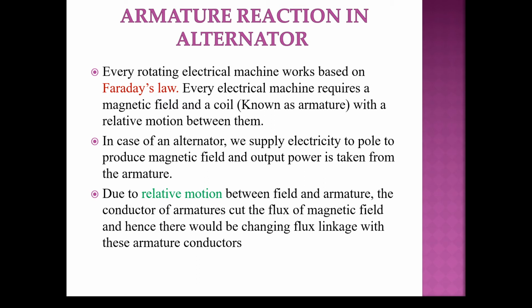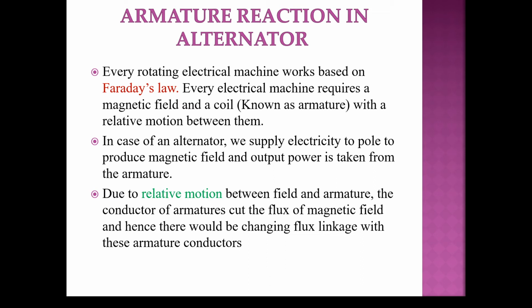Every rotating electrical machine works on Faraday's law of electromagnetic induction. There are two important things a machine requires: a magnetic field and a coil. In case of machines, this coil is called the armature. And we also require a relative motion between the magnetic field and the coil. So there are three important terms: the presence of a magnetic field, the coil, and the relative motion between the magnetic field and the coil.